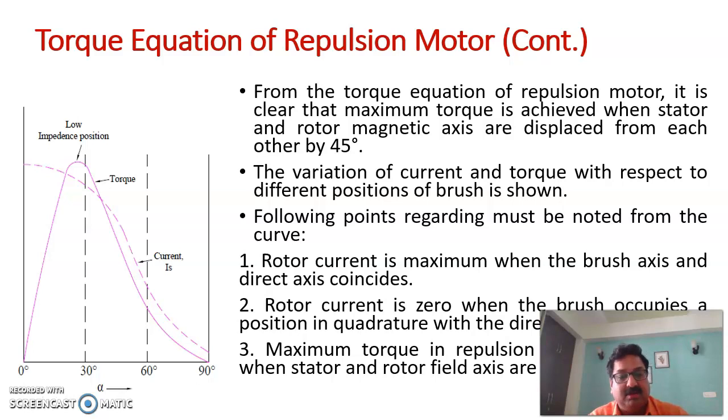And the maximum torque in the case of the repulsion motor is achieved when the stator and rotor field axes are at 45 degrees apart, right? So if alpha is 45 degrees, you can get the maximum torque in the case of the repulsion motor. So the maximum torque will be achieved at this position only.